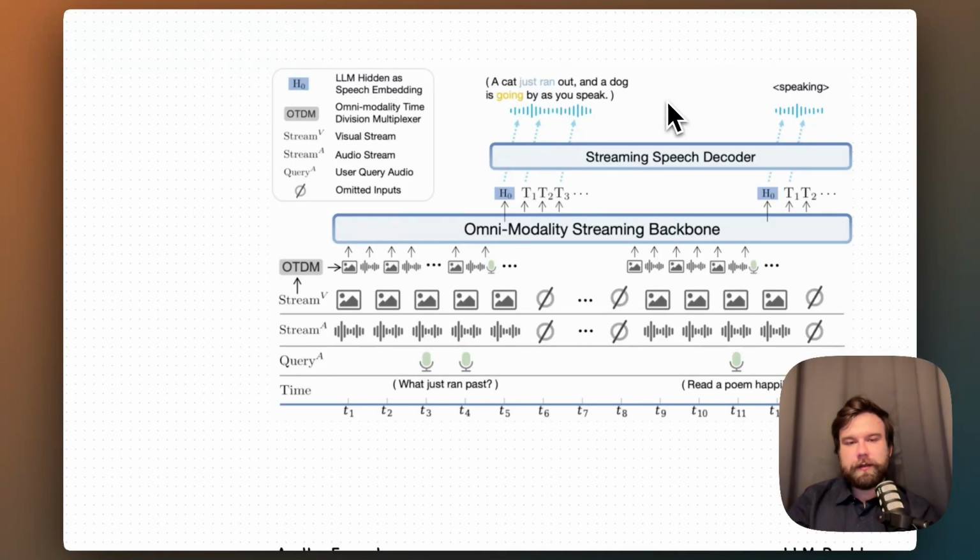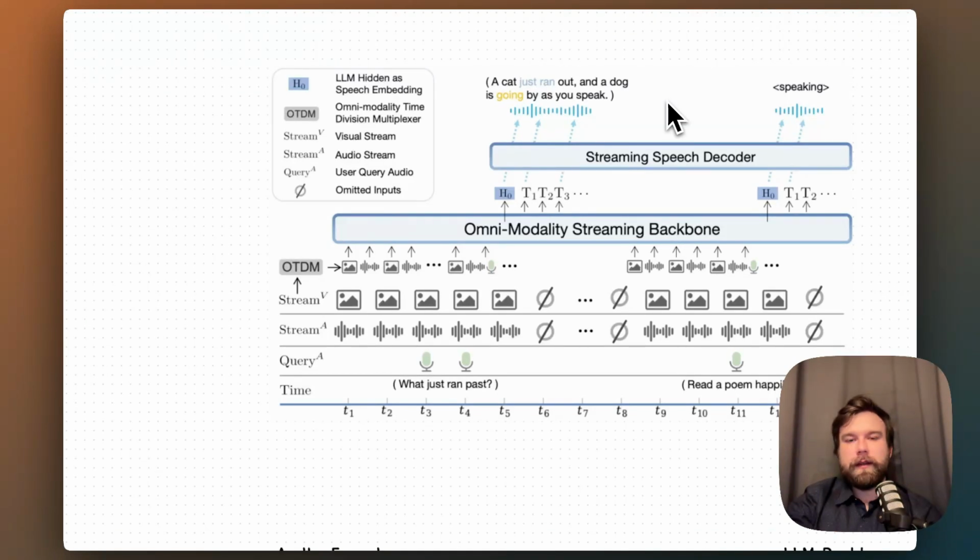So this is the general architecture, right? We accept the inputs from different modalities, analyze them, process them within the LLM, and then we are also able to generate two modalities, either text or audio.